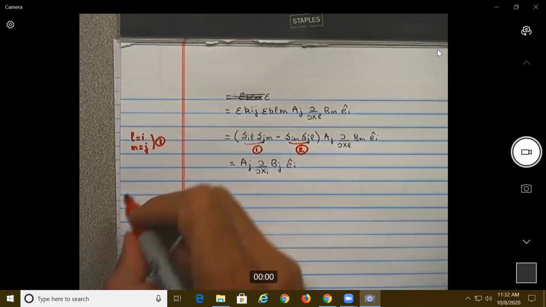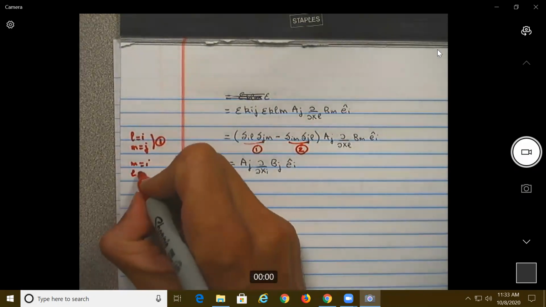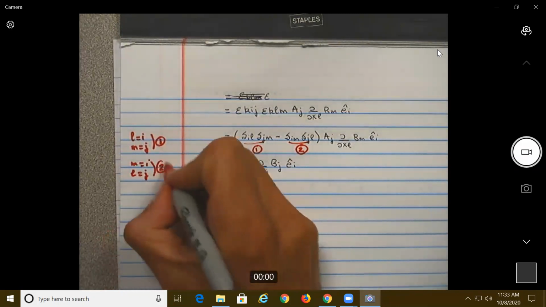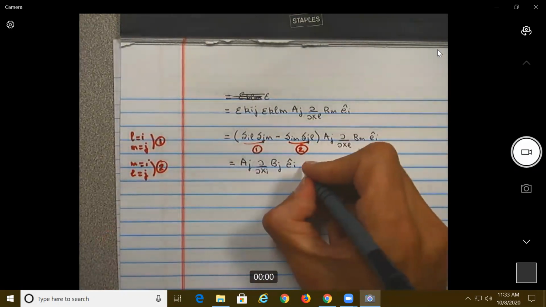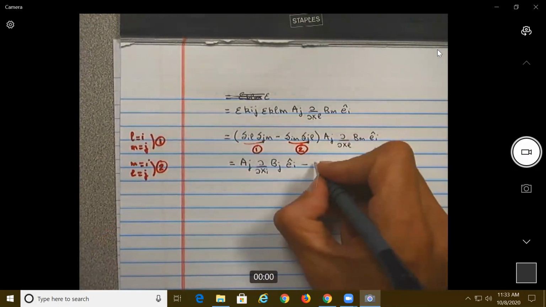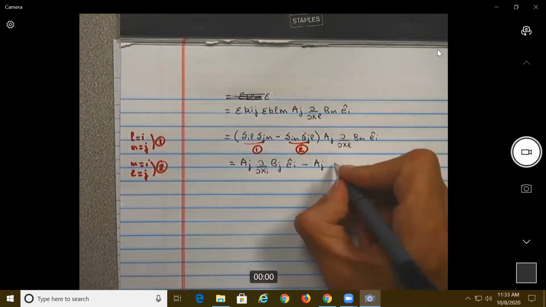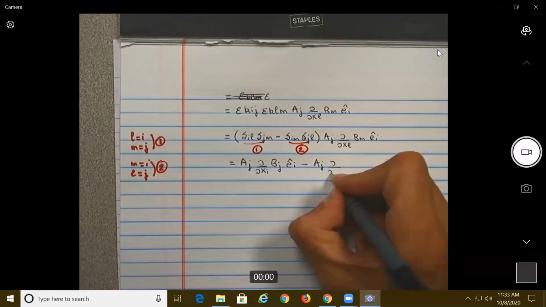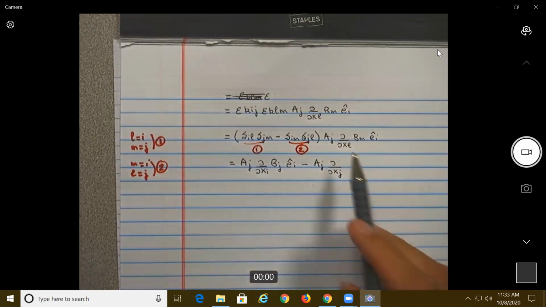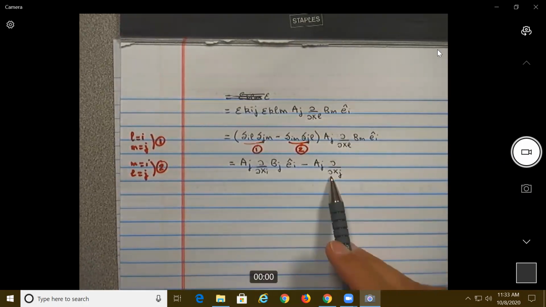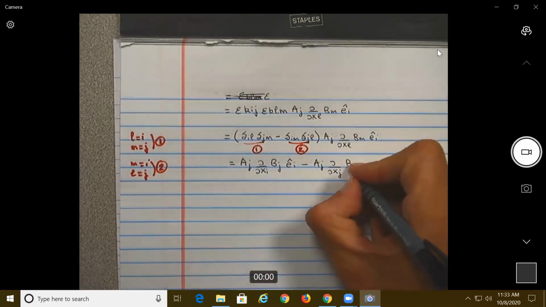Now for the second case, so this is 1, this is 2. For the second case, what do you have? M equal I and L equal J. So we have minus A J partial X of J, L equal J, okay, and M equal I of B of I.